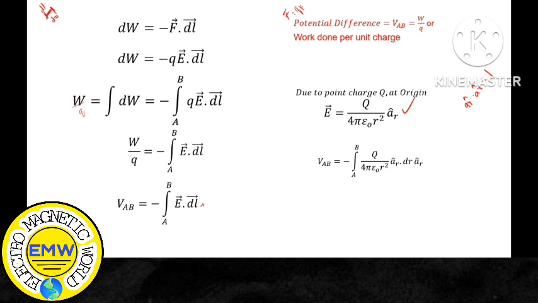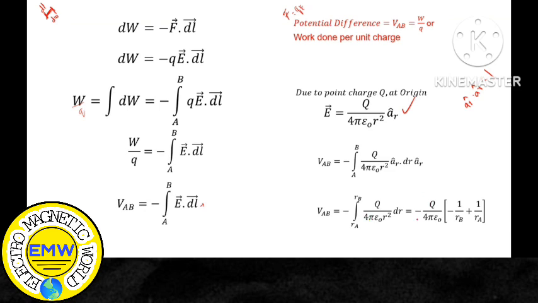So the equation will look like this, because we now need to change the limits. Initially we were moving from point A to point B, but because of this radial distance we are moving from RA to RB. So the limits change from RA to RB, Q divided by 4 pi epsilon naught R square into dr. Q is constant, 4 is constant, pi is constant, epsilon is constant.